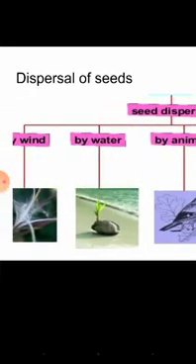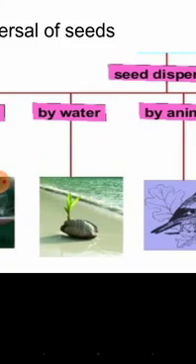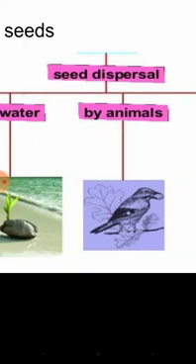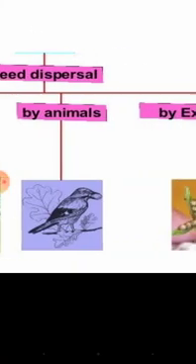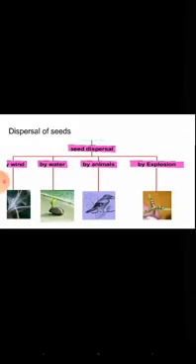Look at this picture. From this picture I think you will get some idea. The first picture is dispersal of seed by wind. We can see the hair-like outgrowth. In the next picture, that is the coconut seed which is growing. The next picture shows dispersal by animals, a bird having a seed on its beak. And the last one, explosion: the seed pod is opened and you can see the seeds. So let us see this dispersal of seed one by one.